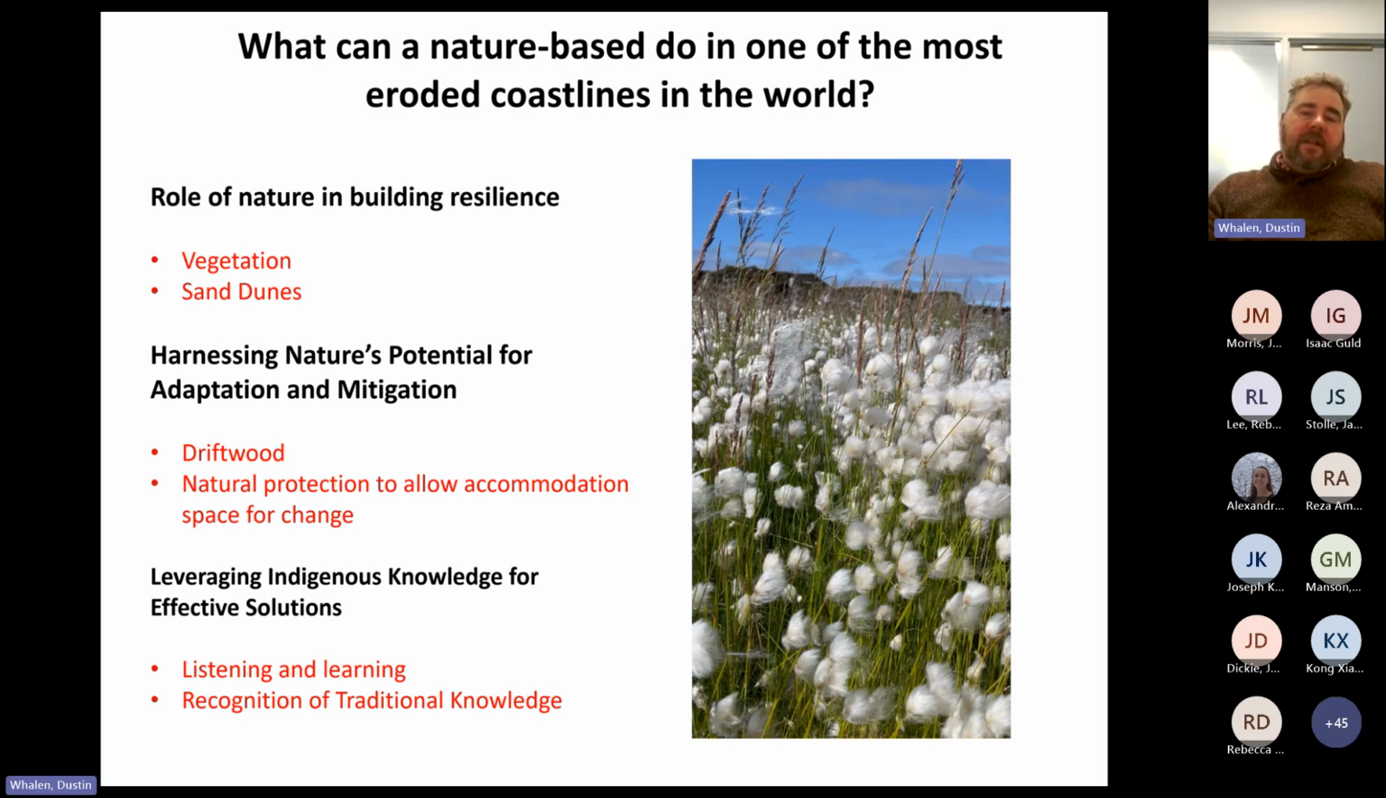Also harnessing nature's potential for adaptation and mitigation. This is through driftwood. Anyone who's been to the area knows that there's lots and lots of driftwood. And using that as a natural protection to allow for accommodation space for change. Hopefully, I'll show you an example of that. And lastly, and I think very important, is leveraging Indigenous knowledge for effective solutions. Spending time listening and learning, and really recognizing the use of traditional knowledge where people who have lived off the land for a long time and have adapted in various ways.